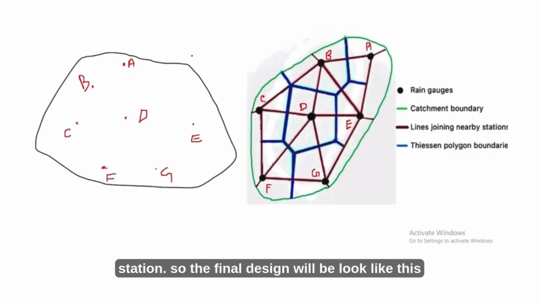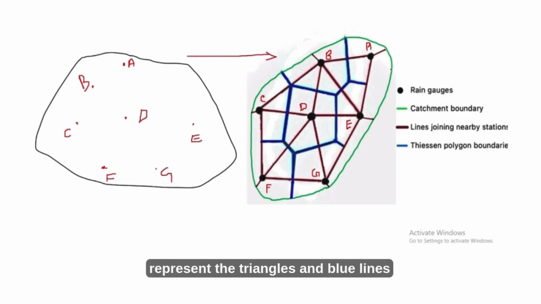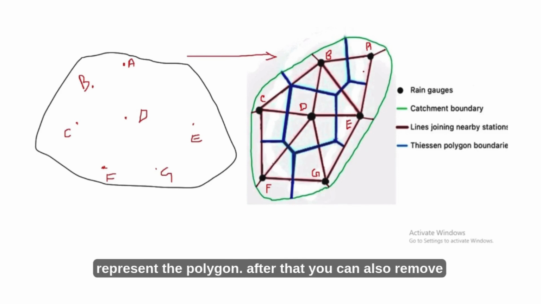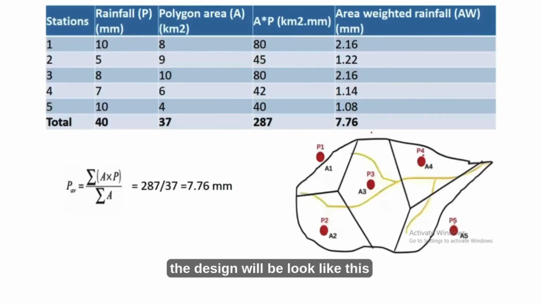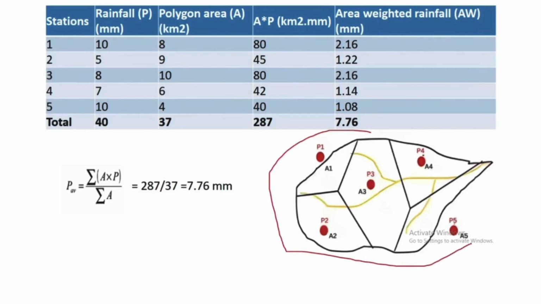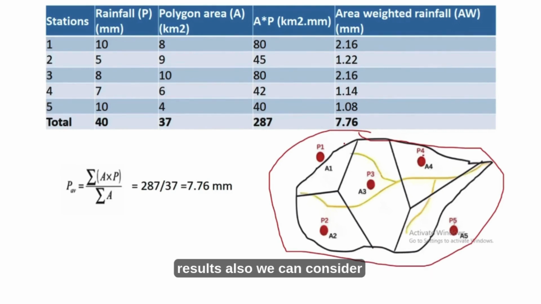So the final design will look like this. The brown lines represent the triangles and the blue lines represent the polygon. After that, you can also remove the triangles. If you remove the triangles, the design will look like this. Remember here, the greater number of weather stations within the area of interest always increases the accuracy of the results.